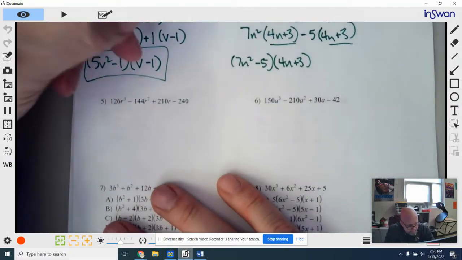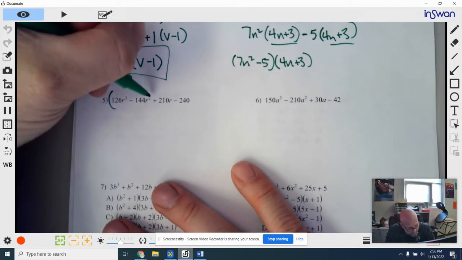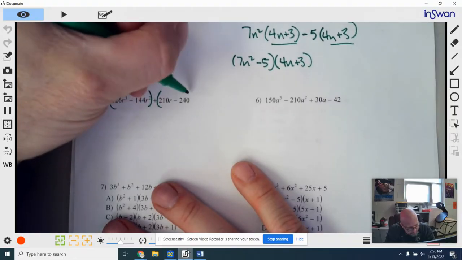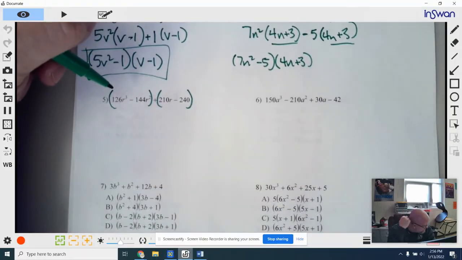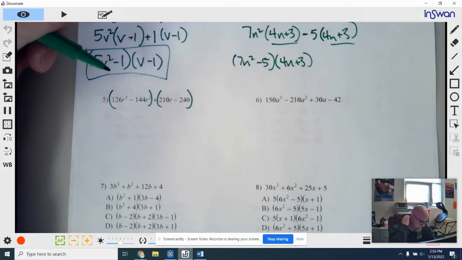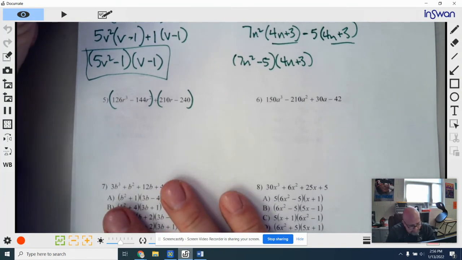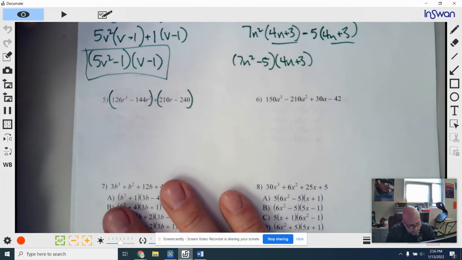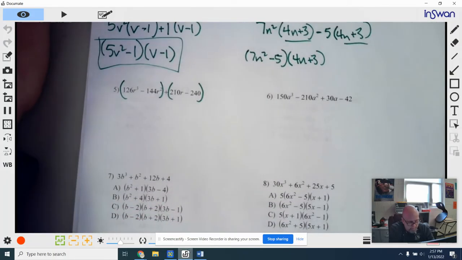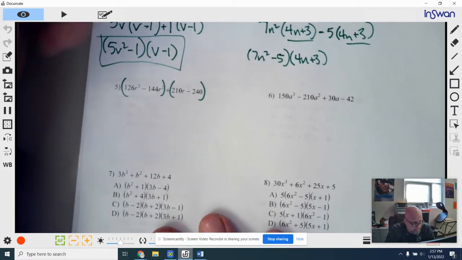Okay, number 5. Make your parentheses. Numbers are a little bit larger. 126r cubed, and then negative. Actually, I screwed up because here's what I didn't do. When your numbers are so large like that, you should go ahead and check, hey, does this actually have a GCF that I can pull out of everything to start off with?